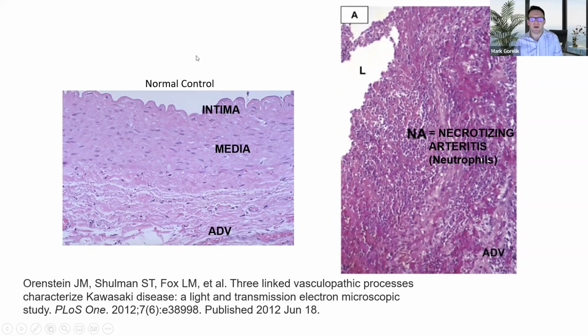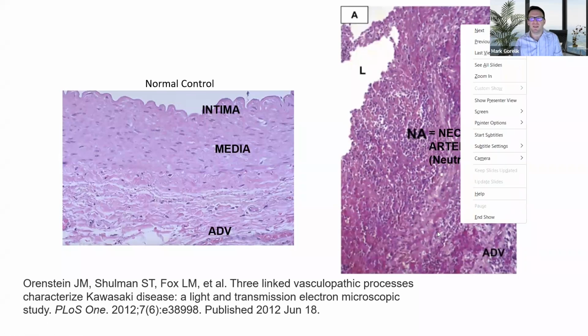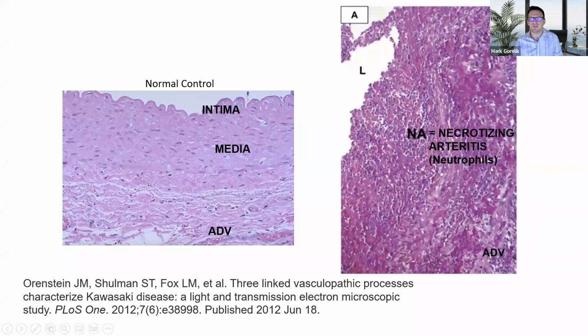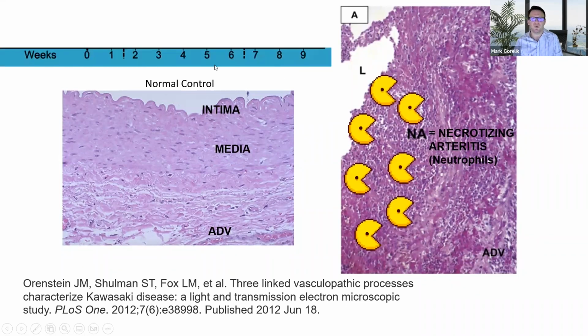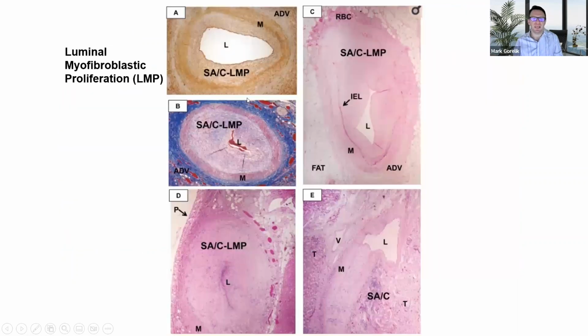And when Kawasaki disease begins, the blood cells invade the walls of the blood vessels, and you get this destruction. Following that destruction by these neutrophils, which damage the blood vessel wall, which usually happens in about the first 1 to 10 days of the disease, you then get what's called proliferation inside the blood vessels.